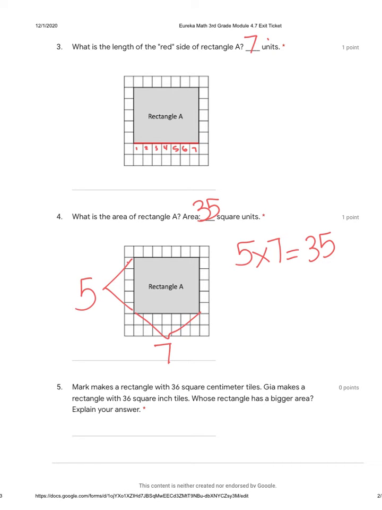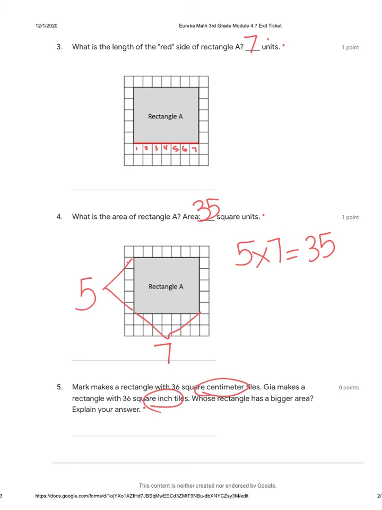Number 5, Mark makes a rectangle with 36 square centimeter tiles. Gia makes a rectangle with 36 square inch tiles. Whose rectangle has a bigger area? Explain your answer. So we know Mark's rectangle is in centimeters. Gia's rectangle is in inches.